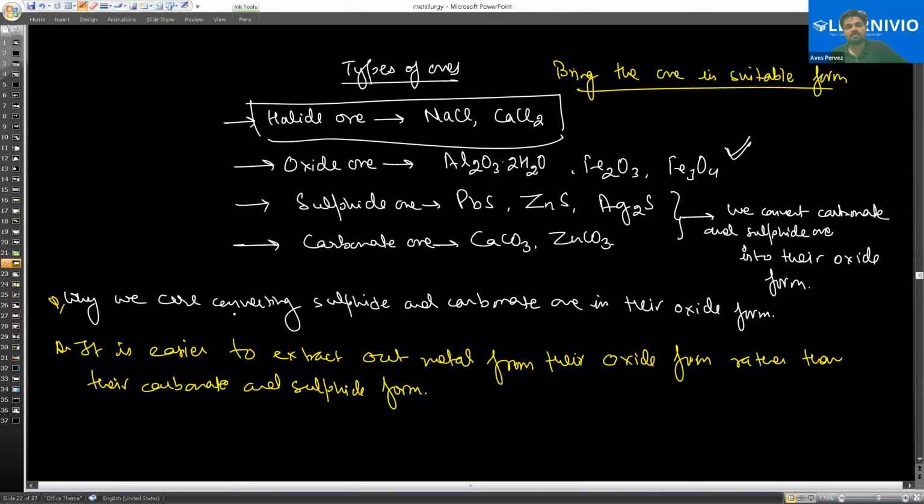Sir, because they're more reactive than the pure metal. Yeah, you can write it that way. First of all, the question comes that why we are converting into the oxide form. We are converting it into the oxide form in order to extract the metal, because it is easier to extract metal from the oxide form rather than the carbonate form. For example, if you are going to extract metal from calcium carbonate, it will be more difficult than if you extract metal from the oxide form. Understood? Note this question also.